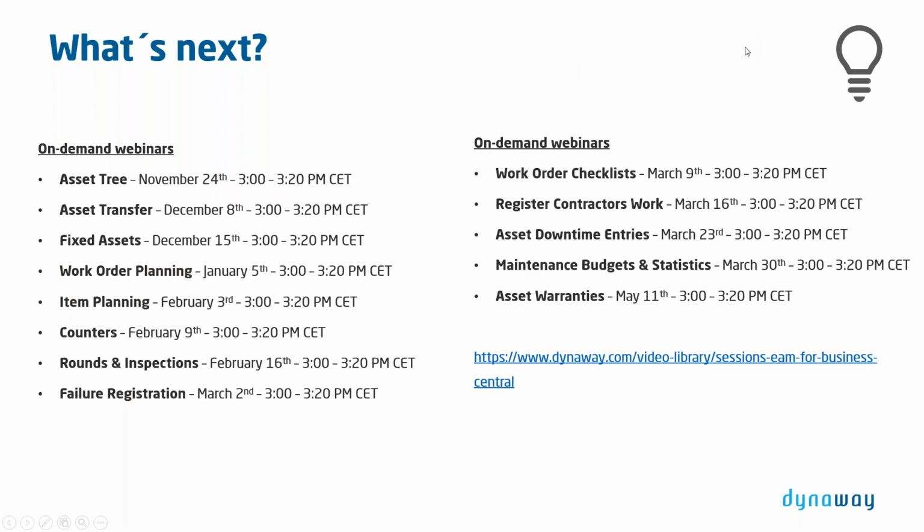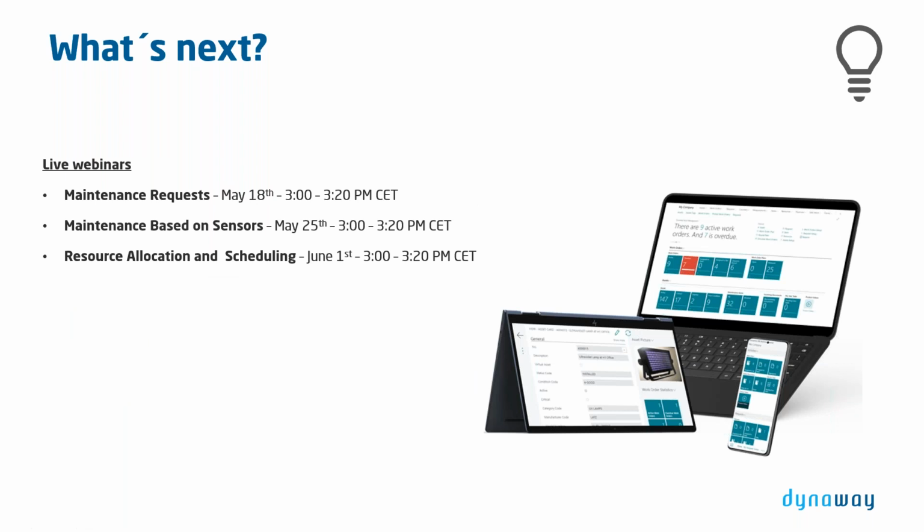If we move to the next slide, you can see that we also have a few upcoming webinars on maintenance requests, which is of course a hot topic when we're talking about maintenance, and the fact that you can have an additional extension within BC. So basically everyone with a BC license can go and request maintenance work. We also have another one on the 25th of May, which is specifically on maintenance based on sensors. Also a very hot topic. And then we have resource allocation and scheduling on the 1st of June. It doesn't mean that we'll end it after that, but we may have a short break. And also midsummer, we will have a new version coming out. So there will be some activities around that.